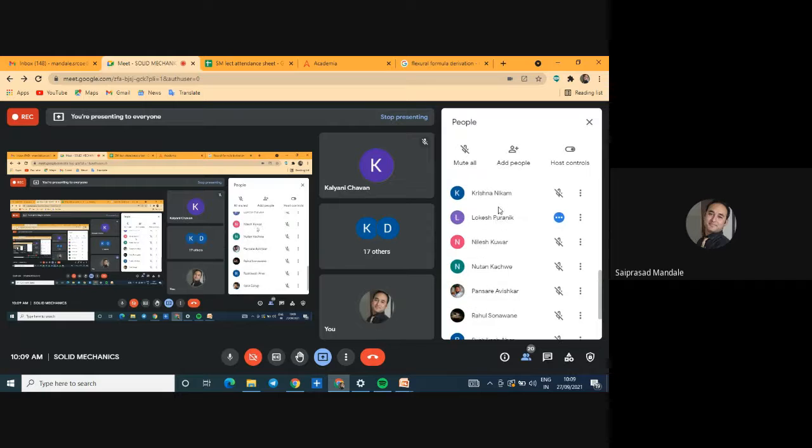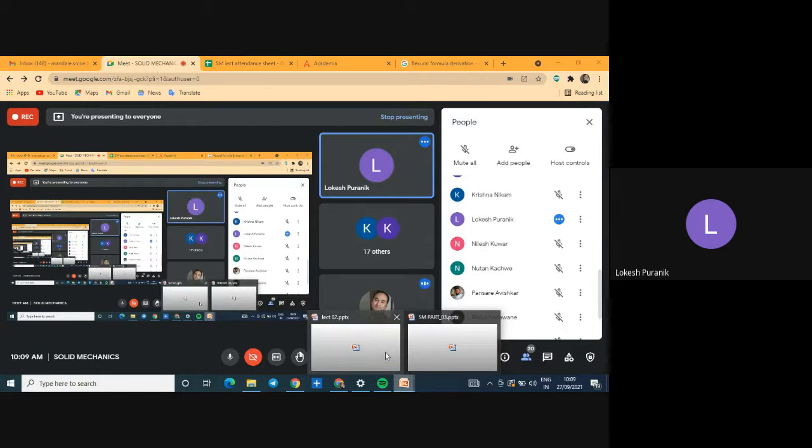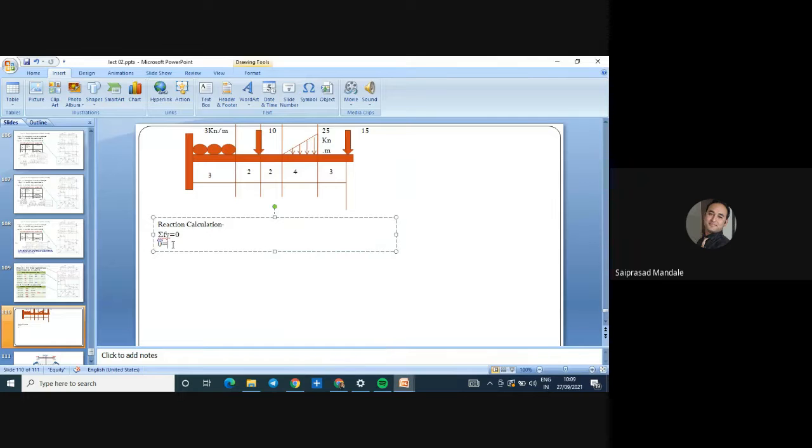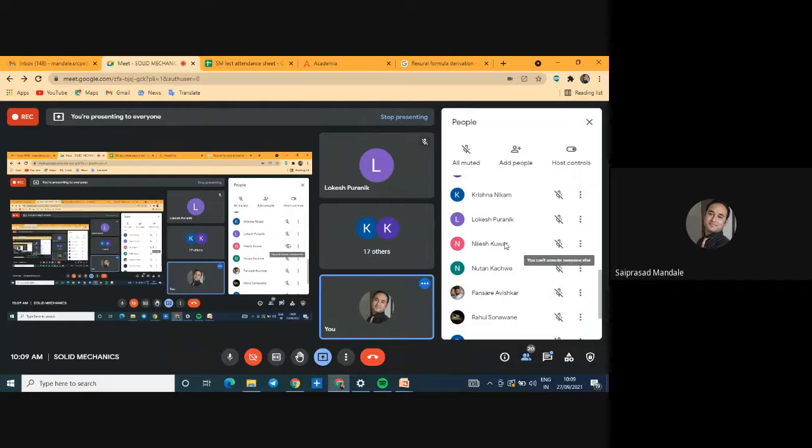Lokesh Puranik. Sir, summation of FY is zero, sir. Summation of FY is zero. I know. I'm expecting the equation. I have already written it over there. Summation of FY is equal to 0. I'm expecting the equation from you. Nilesh Kuwar, no, sir.